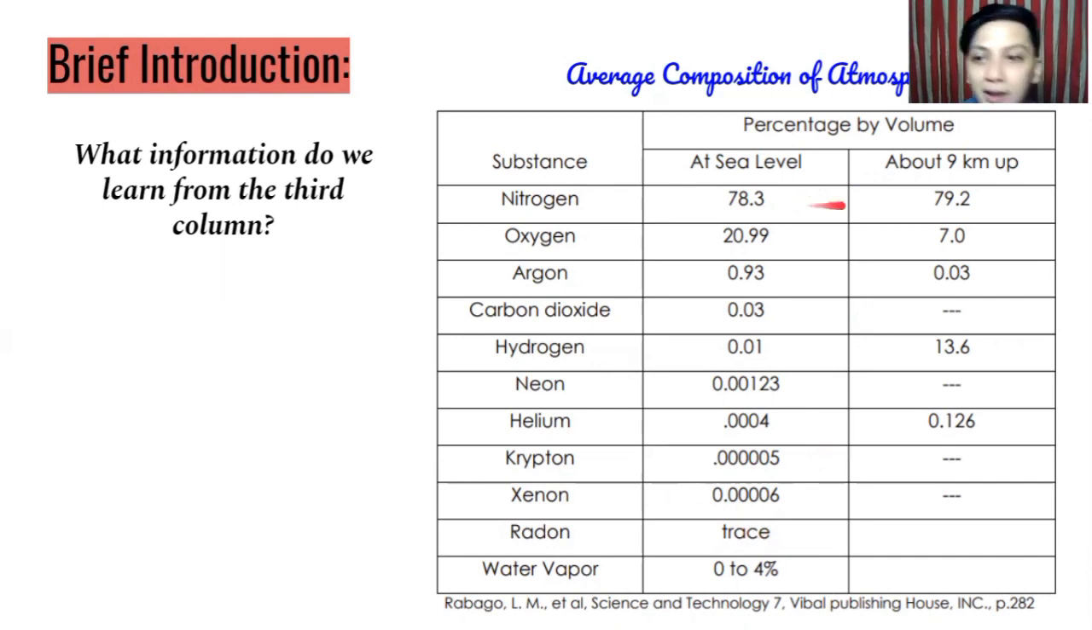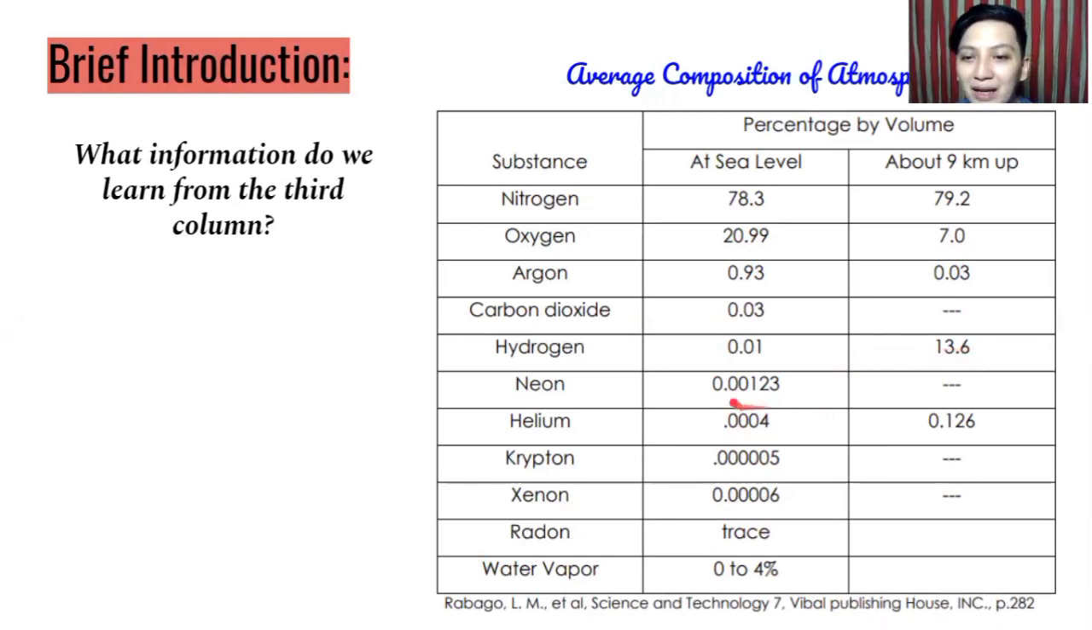On the other hand, about 9 kilometers up, hindi na siya about sea level lang. Nitrogen gas, as you can see, went up, and oxygen gas went down. Argon, 0.03, went down again, and carbon dioxide cannot be traced anymore. Hydrogen can be traced because hydrogen is the lightest gas.